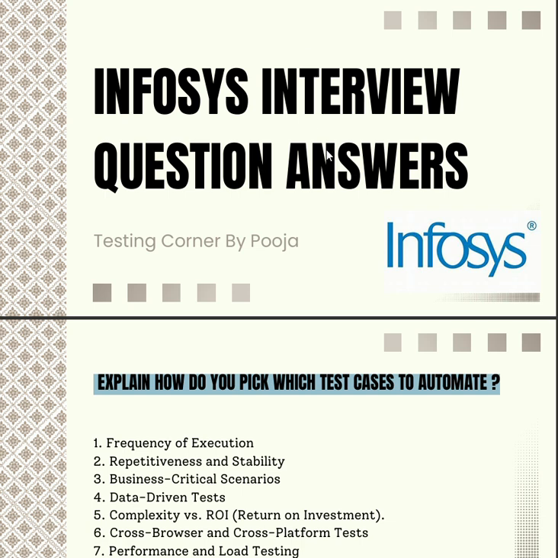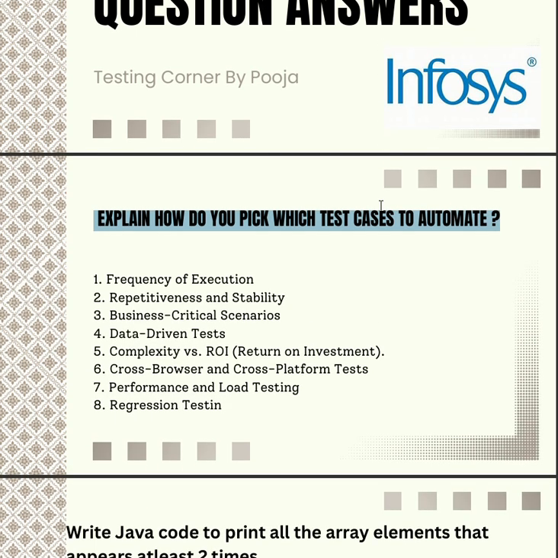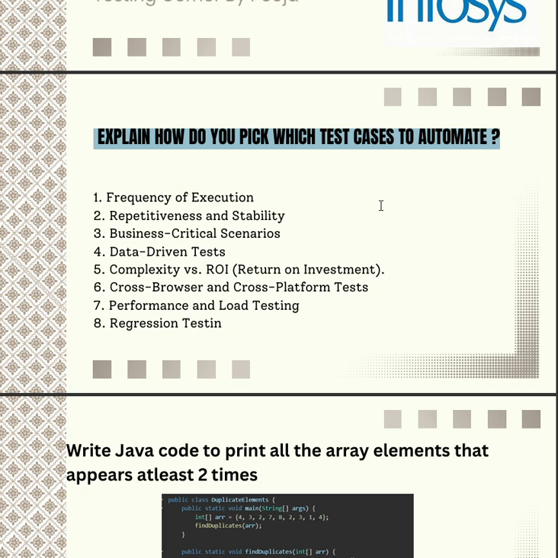So let's begin. Moving to the first question of this video, and the first question is: explain how do you pick which test cases to automate. So as an automation tester, I prioritize test cases for automation based on several key factors to ensure efficiency and maintainability, like repetitive and high frequency tests. These are test cases that need to be executed frequently, such as regression, smoke, and sanity tests, and automating them saves time and effort.